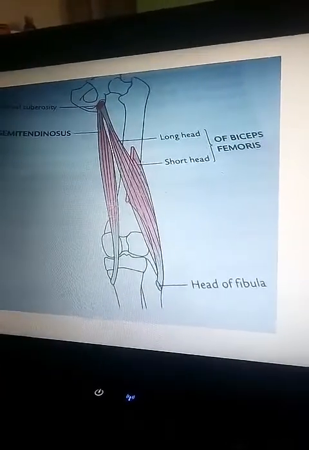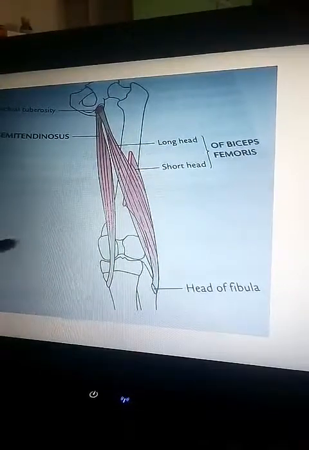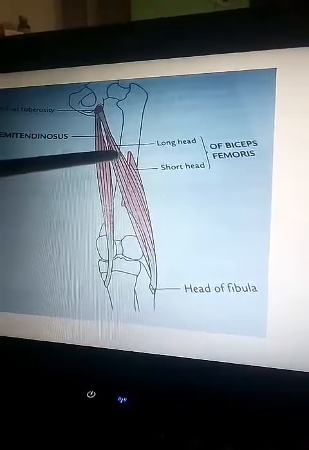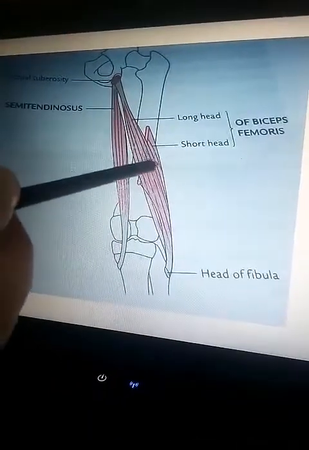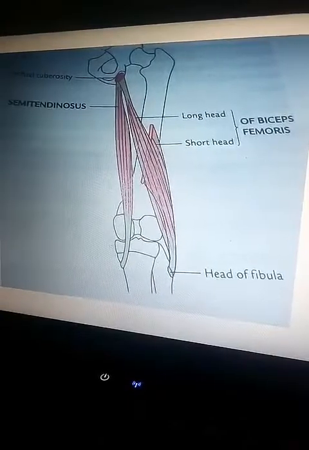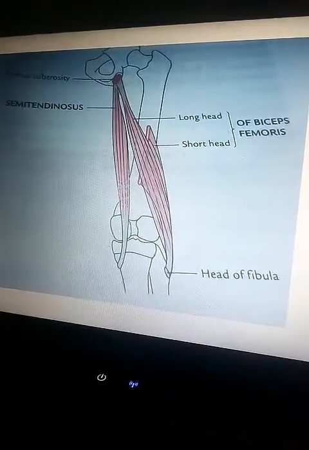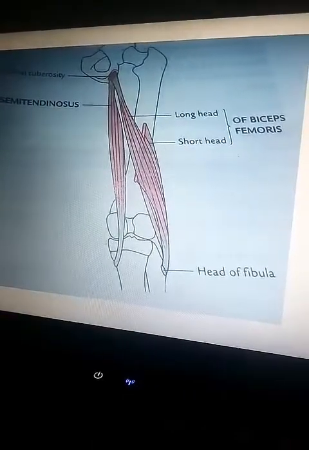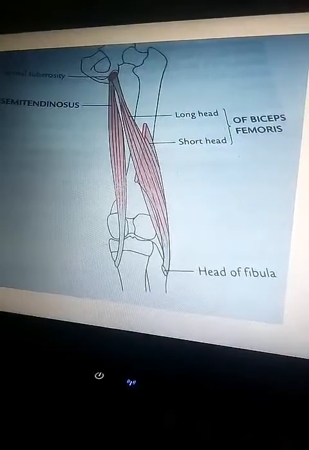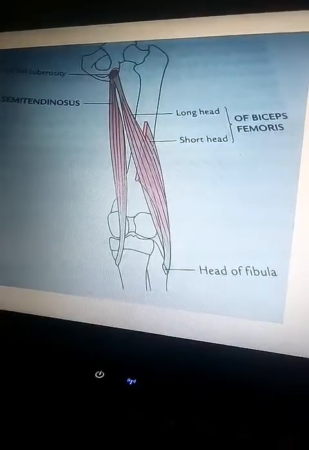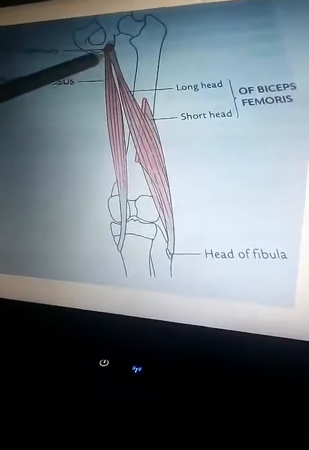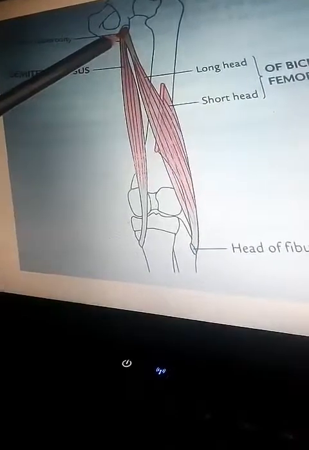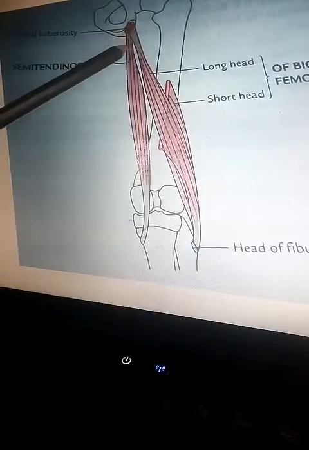Regarding nerve supply, the long head of the biceps femoris is supplied by the tibial part of the sciatic nerve, and the short head is supplied by the common peroneal part of the sciatic nerve. Now after this we have another muscle, the semitendinosus. Its name signifies that its lower half is tendinous. It arises along with the long head of the biceps femoris from the lower medial part of the upper quadrilateral area of the ischial tuberosity.